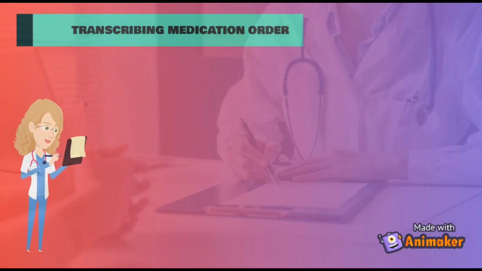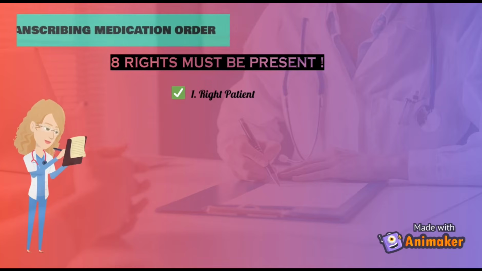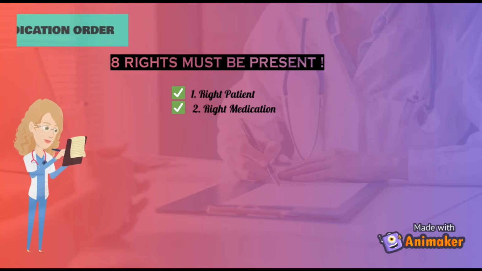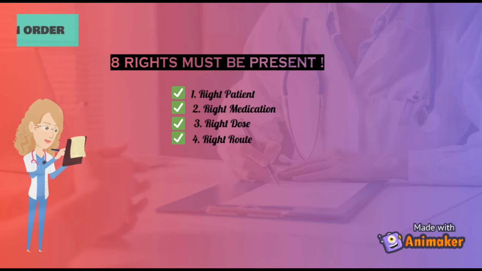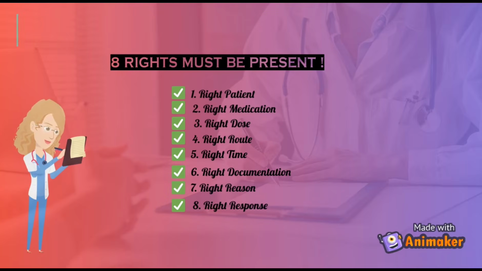In transcribing a medication order, we have to make sure that the 8 rights are there in the doctor's order. These are: first, the right patient. One patient should be equal to one cardex only. Second is the right medication. Third is the right dose. Fourth is the right route. Fifth is the right time. Sixth is the right documentation. Seventh is the right reason. And lastly, eighth is the right response.